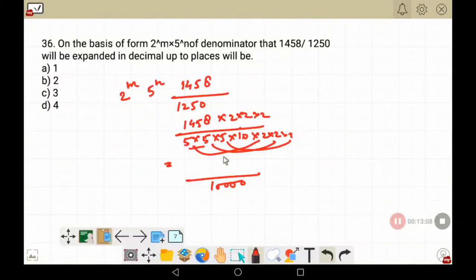10,000, and here 8 8s are 64, carry on, 6 8 5s are 46, carry on, 4 8 4s are 32, 4 36, carry on, 3 8 8 3 11. The question says that it will be expanded in decimal up to how many places? This will be the answer if you solve this rational number: 1.1664. This number will terminate after 4 places of decimal, 1 2 3 4. Decimal के 4 places के बाद ये number terminate हो जाएगा. So D is the answer.